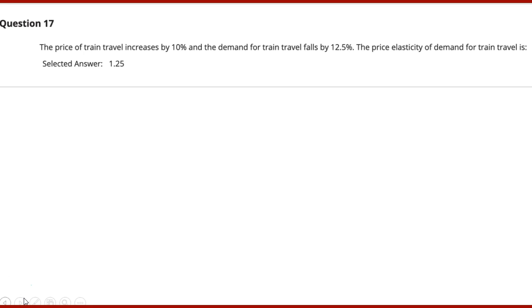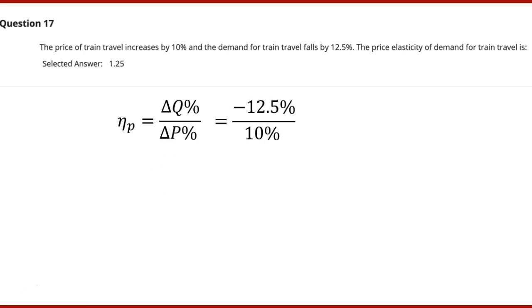Now if we did the calculation for price elasticity of demand, where we put the effect over the cause, that is the percentage change in the quantity demanded over the percentage change in price, we get this. It's negative 12.5% because it's a decrease in the quantity demanded of train travel, and positive 10% because it's an increase in the price of train travel, and therefore we get a price elasticity of demand coefficient of negative 1.25. And yet this happens to be the correct answer.